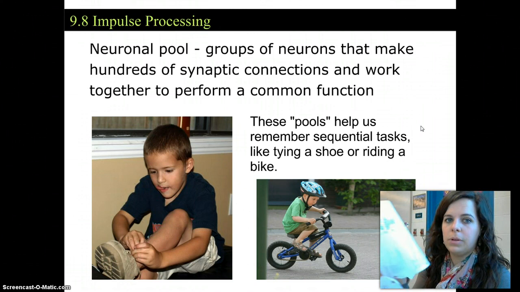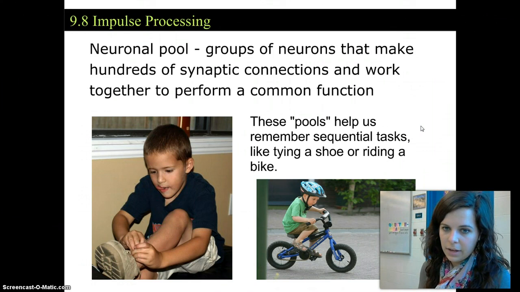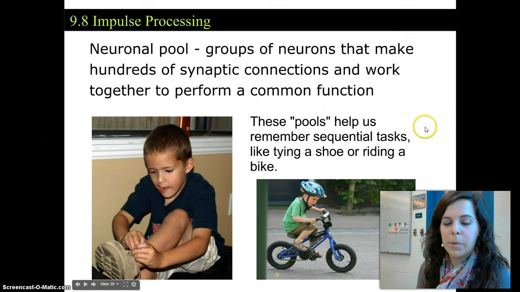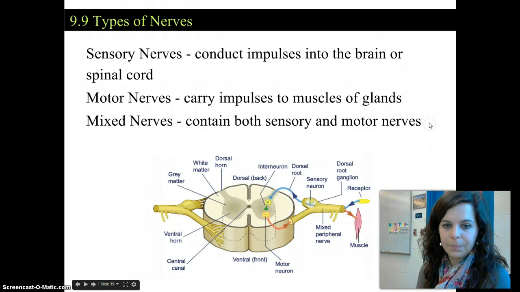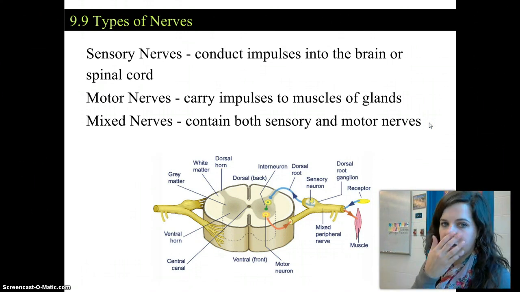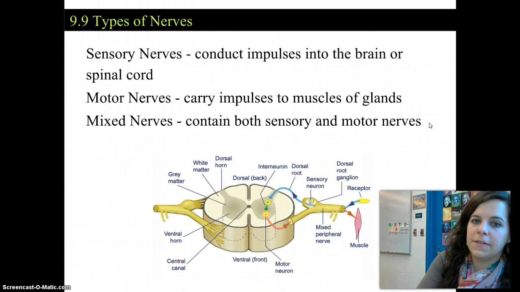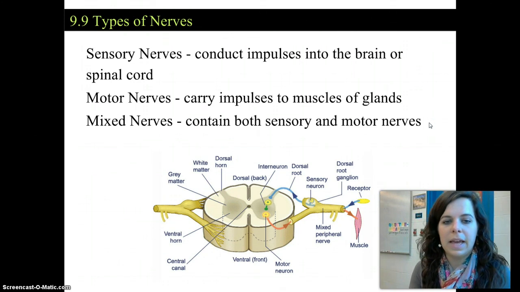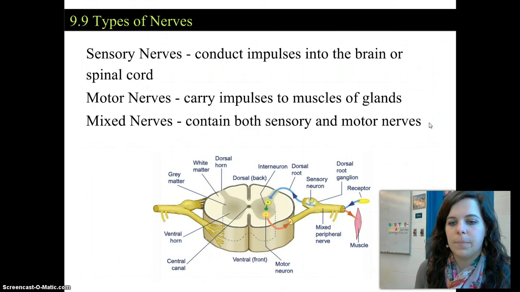A neuronal pool is a group of neurons that works together, and that helps us remember things like sequential tasks. And then, the different types of nerves. Sensory nerves go into the brain. Motor nerves carry impulses back out to the muscles or glands. Mixed nerves contain both.